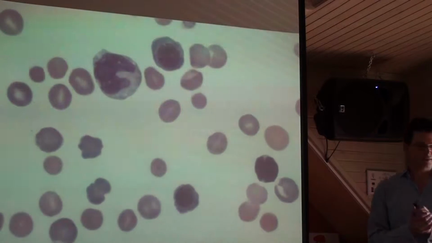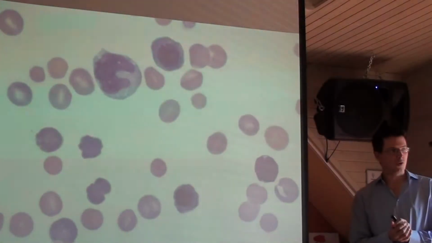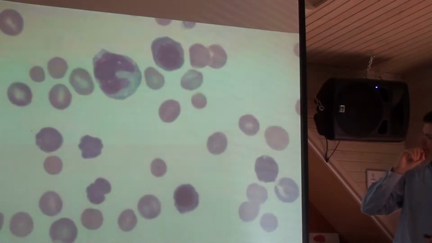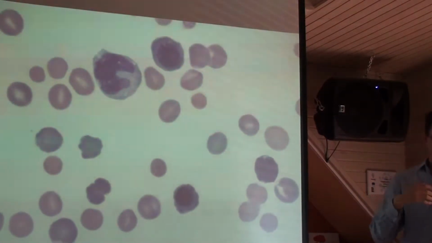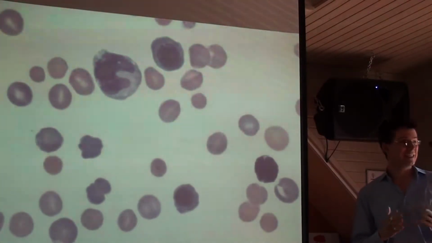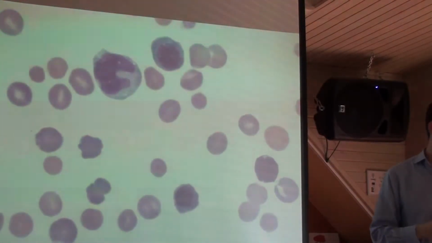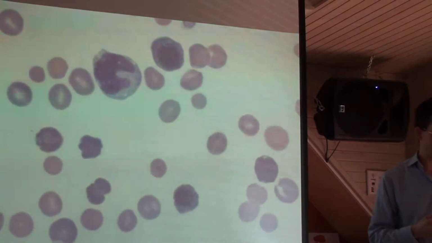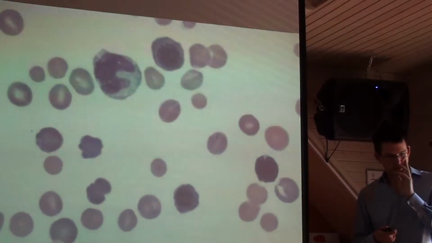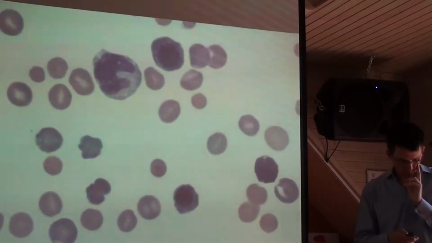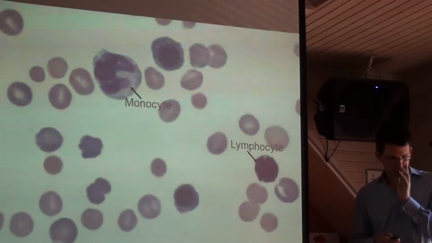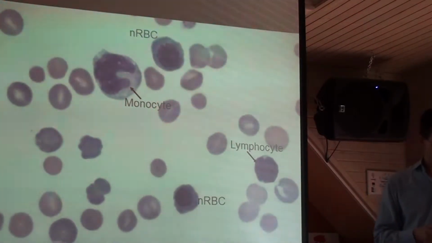So let us understand if we can look at a blood film or not. We can provide you with posters, not today, but we can provide you with posters that detail all the information a general practitioner needs to get from looking at a blood film.